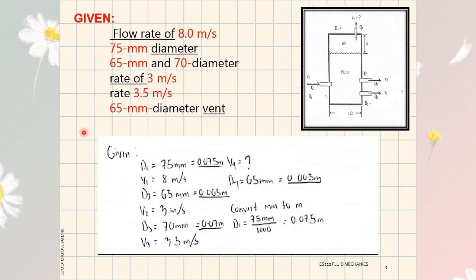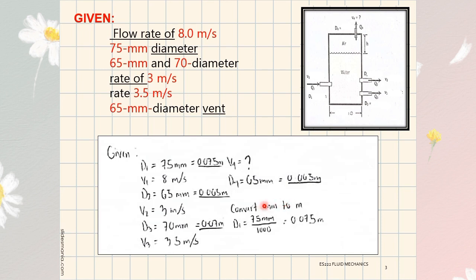The problem has given diameter 1 equals 75 mm, velocity 1 equals 8 meters per second, diameter 2 equals 65 mm, velocity 2 equals 3 meters per second, diameter 3 equals 70 mm, velocity 3 equals 3.5 meters per second. V4 is unknown. D4 equals 65 mm.